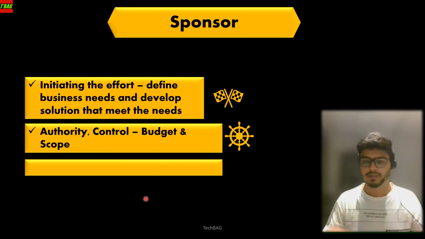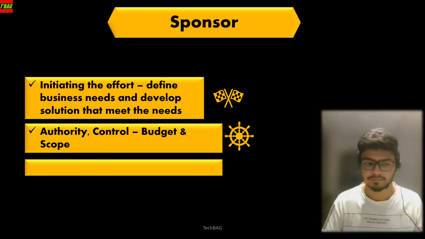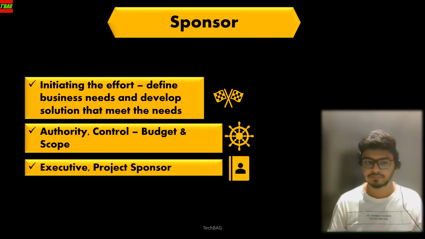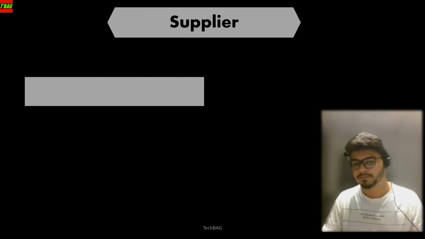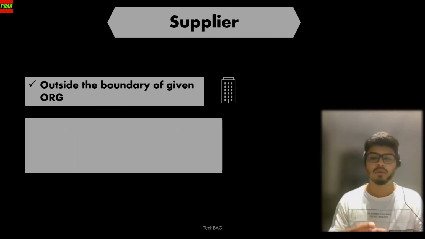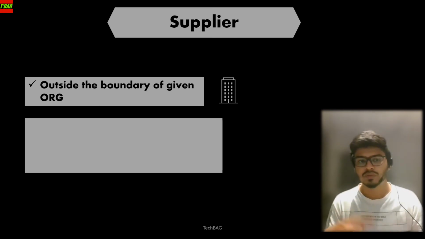And also controlling the budget, what are the resources required, what the budget of the project is, with everything being managed by a sponsor. The roles of a sponsor would look like executive, and the project sponsor as stated. Moving to the next kind of stakeholder, the supplier. Suppliers are the ones who are not within the organization. They are outside the boundary of a given organization.